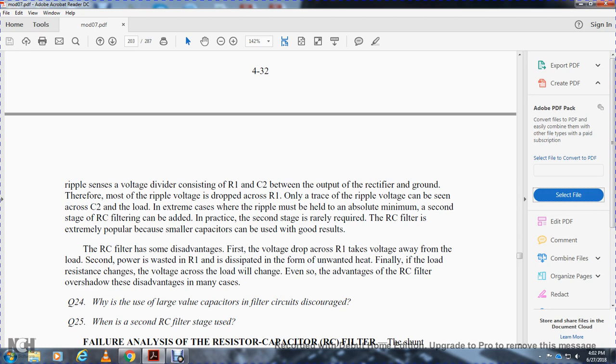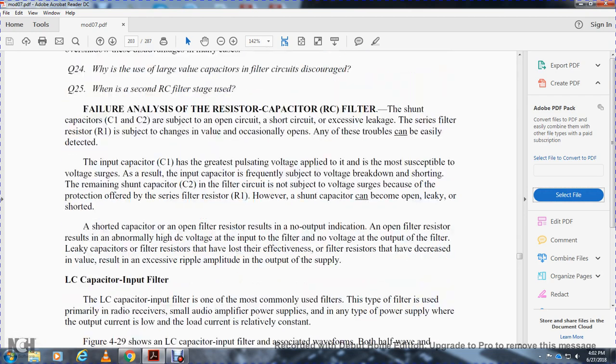The RC filter is extremely powerful because small capacitors can be used with good results. The RC filter has some disadvantages. First, the voltage drop across resistor 1 takes voltage away from the load. Second, power is wasted in resistor 1, dissipated as unwanted heat. Finally, a change in load resistance will change the voltage across the load. However, the advantage of the RC filter overshadows the disadvantages in many cases.